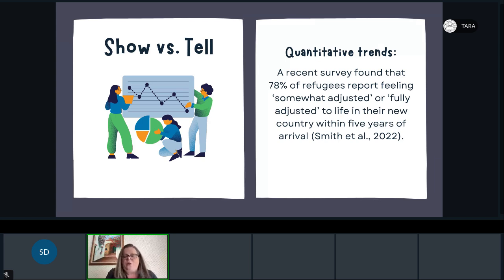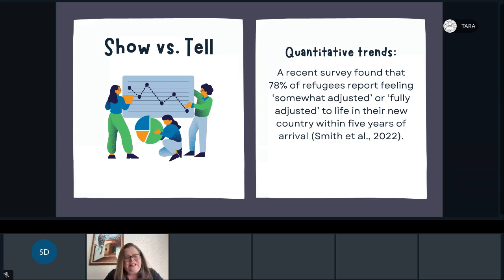And when we report on quantitative data, when we report on the numbers, we might share the following information. A recent survey found that 78% of refugees report feeling somewhat adjusted or fully adjusted to life in the new country within 5 years of their arrival. Okay. It's straightforward. It gives us the facts. It helps us to understand the trends. Data like this is critically important.